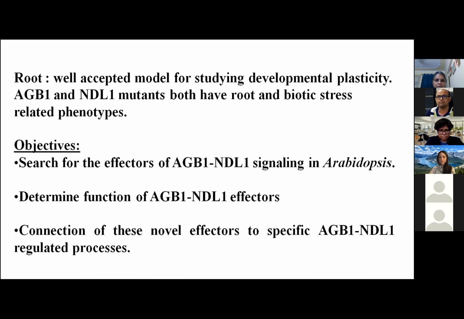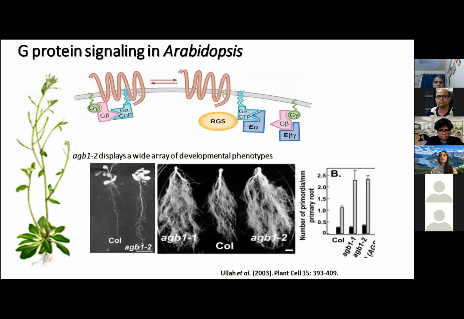So we started with the further approach to search for the effectors of this module, to determine the function of those effectors, definitely in abiotic stresses, and to find out their connection to the specific stress-related processes. So the way I told you, I started with the beta interactors. I found NDL1, right? And now I'm down here.